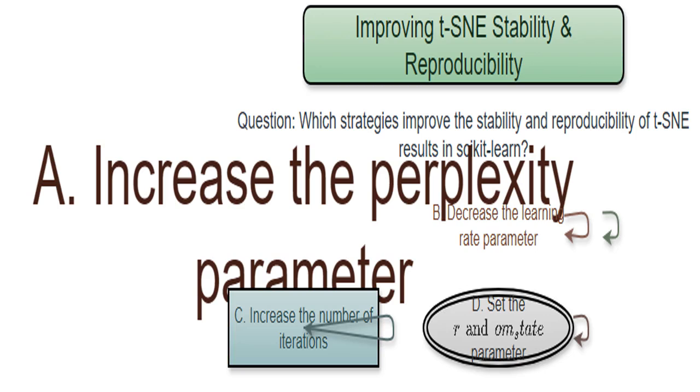Increasing perplexity doesn't directly tackle random starts. Perplexity controls how many neighbors each data point considers. While it affects the visualization quality, it does not guarantee more stable results from one run to another because it's focused on local neighborhoods and doesn't address the issue of random starting points. It's a good parameter to adjust for quality but not for reproducibility.